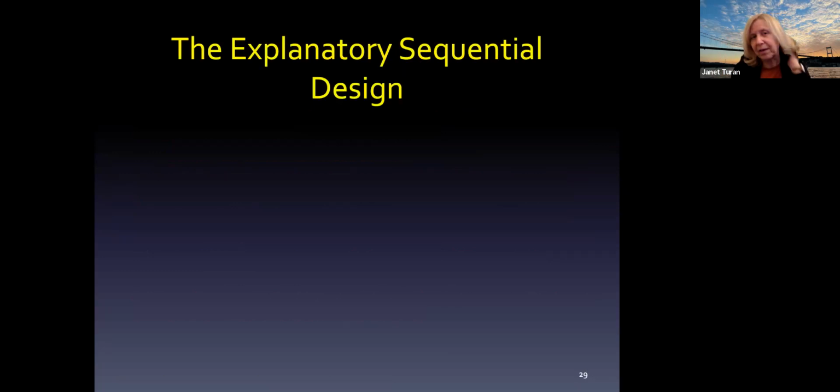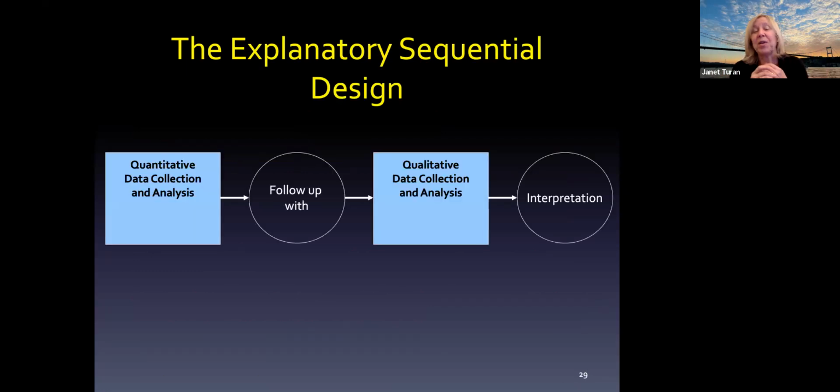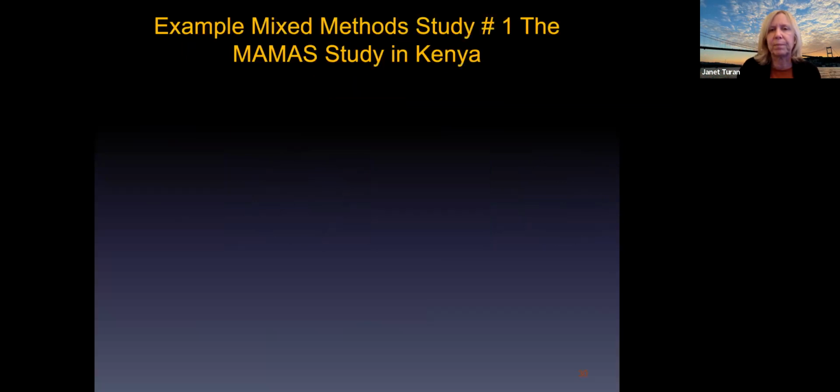And finally, the third basic design is the explanatory sequential design. Here you start out with a large quantitative data collection and analysis. Then you use qualitative data collection to try to understand those quantitative results. Maybe you saw some associations in your quantitative data that aren't that straightforward or are surprising. You can use the qualitative data collection to really dig in depth and understand what's going on. And then again, bring them together at the end for the interpretation.